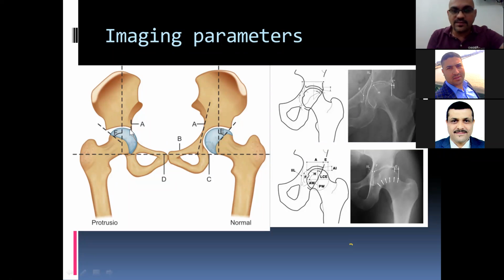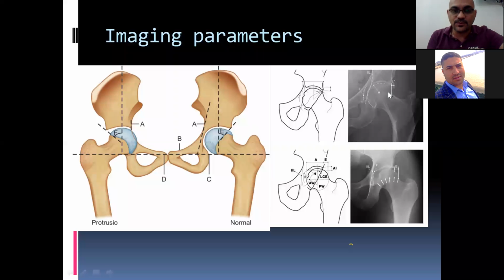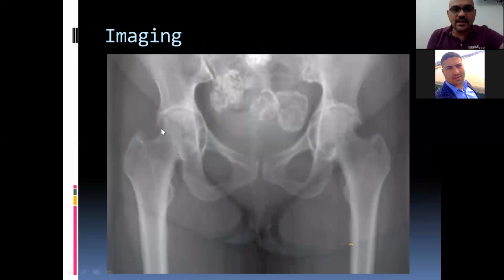Whenever the head of the femur is across the line, this is called protrusio. In some cases there is no protrusio, but what is called coxa profunda. Coxa profunda means that the medial wall of the acetabulum is across the Kohler line, not the head. And this is the difference. Again, as you see in this AP view of the pelvis, the Kohler line is crossed by the femoral head bilaterally, right and left. And this is the iliopectineal line, which is also crossed by the medial wall of the acetabulum.